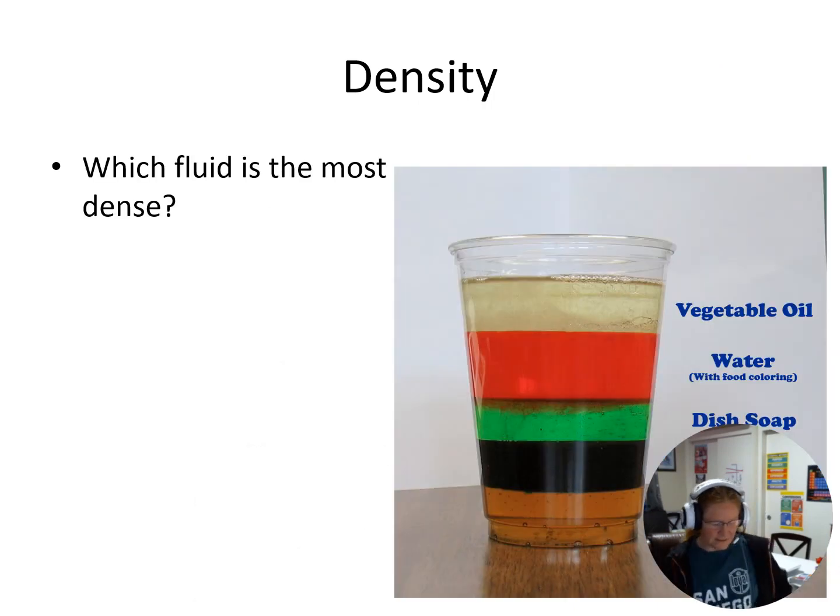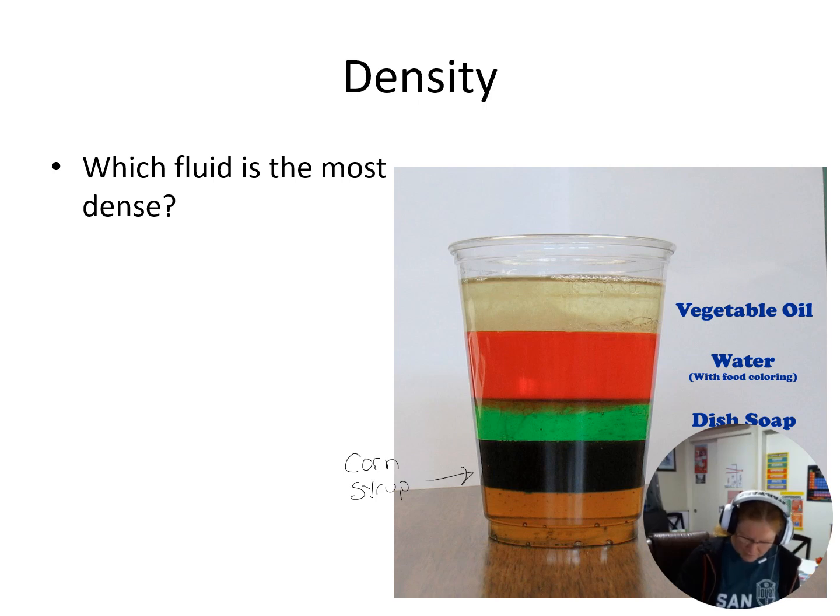Here's a really easy visual. Oh, my head cuts off some of this. We've got vegetable oil, water, dish soap, this is corn syrup, and then this last one is honey. Looking at these, which one is the most dense? The one that's on the bottom. The honey is the most dense.